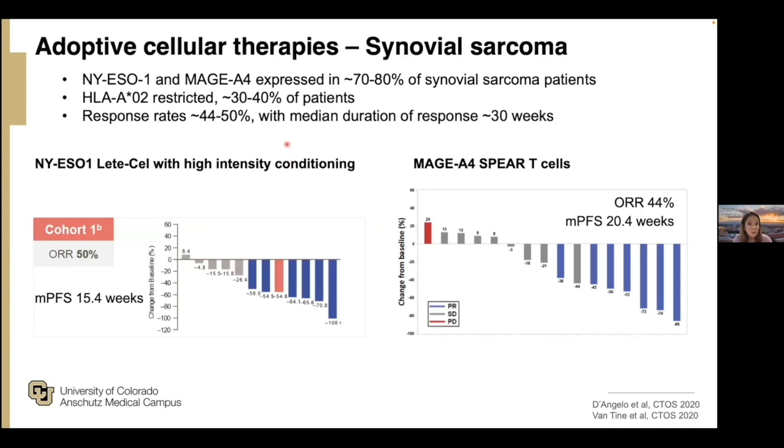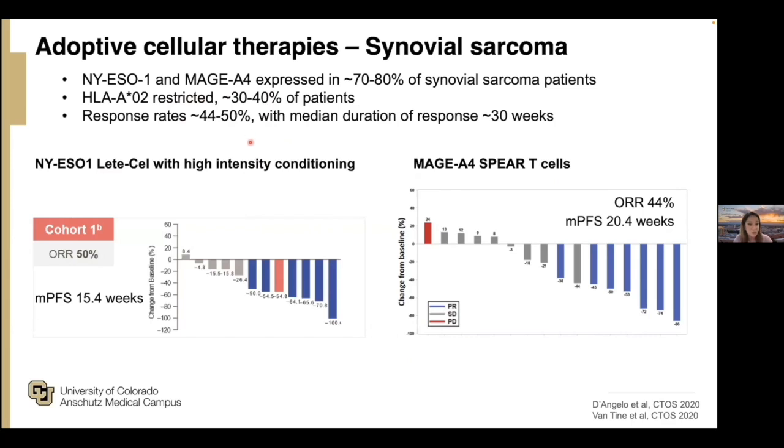So here's the data for the engineered T cell receptor therapies for synovial sarcomas. Again, waterfall plots shown here on the left for the NY-ESO or the lete-cel therapy, and then MAGE-A4 for SPEAR T cells on the right. Again, these are HLA-A*02 restricted, so only about 30 to 40% of patients will have the right tissue type to participate in these trials. But you can see from the waterfall plots that they're quite effective.